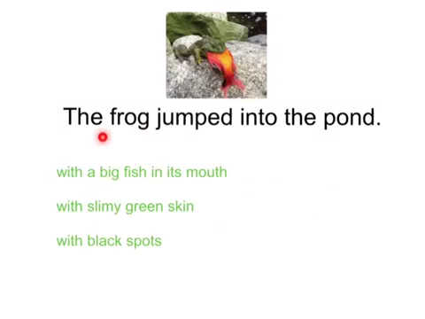So it could be the frog with the big fish in its mouth jumped into the pond. The frog with slimy green skin jumped into the pond. Or the frog with black spots jumped into the pond. All of those would give the reader a much better picture in their mind of what this frog was like. Can you remember the punctuation we'd need to use if we drop in this chunk of information? That's right, we would need to use a comma. So let's take a look what this new improved sentence should look like.